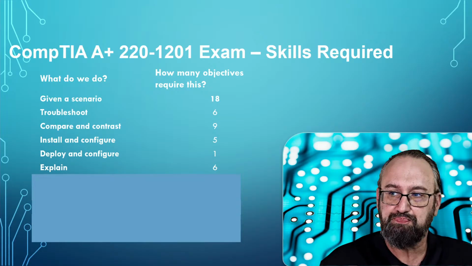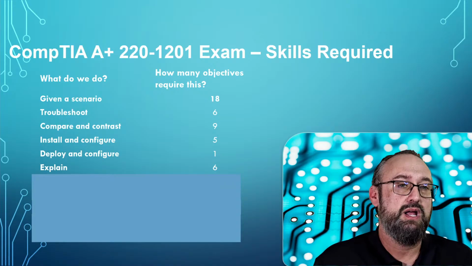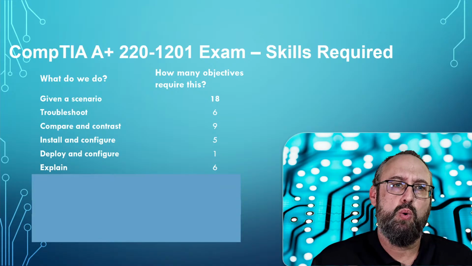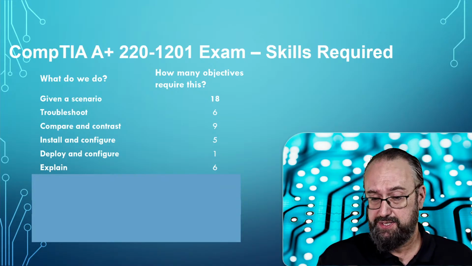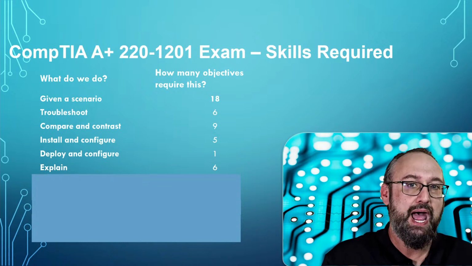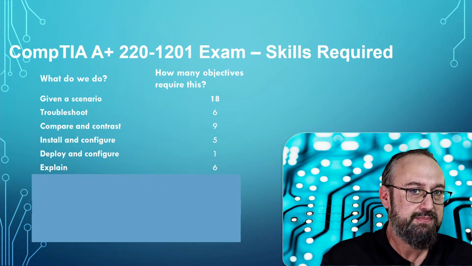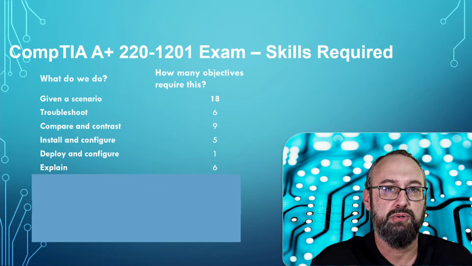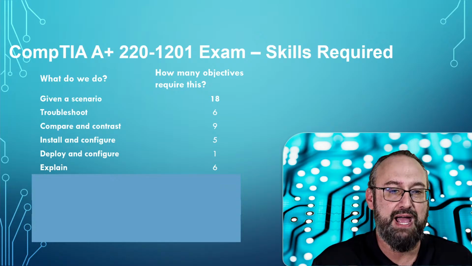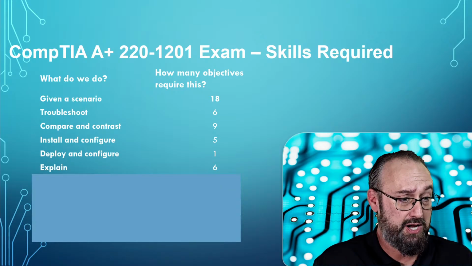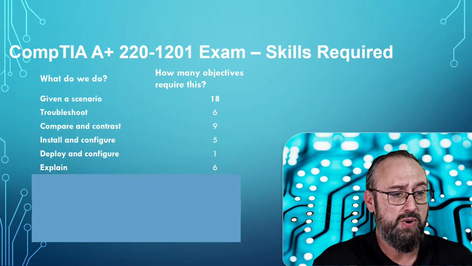All right, so explain, right? Think about what it takes you to explain what something is. If you can read it and you literally can explain it back, that's the level of depth that you really need to apply to this type of action. Explain does come up 6 different times, so I want you to be aware of that.